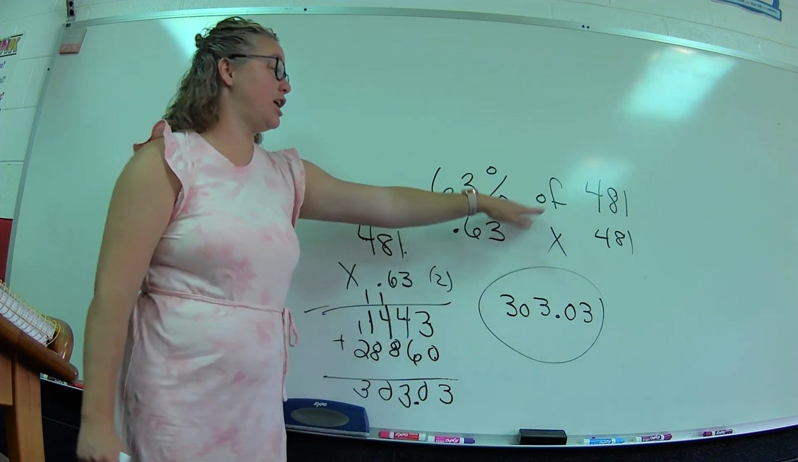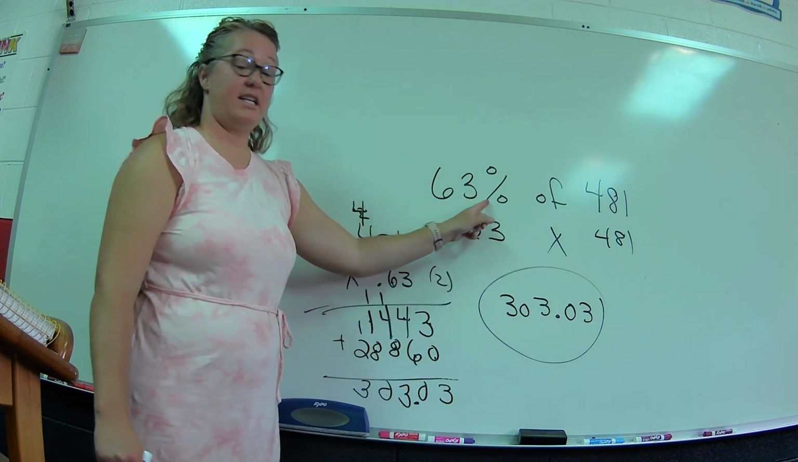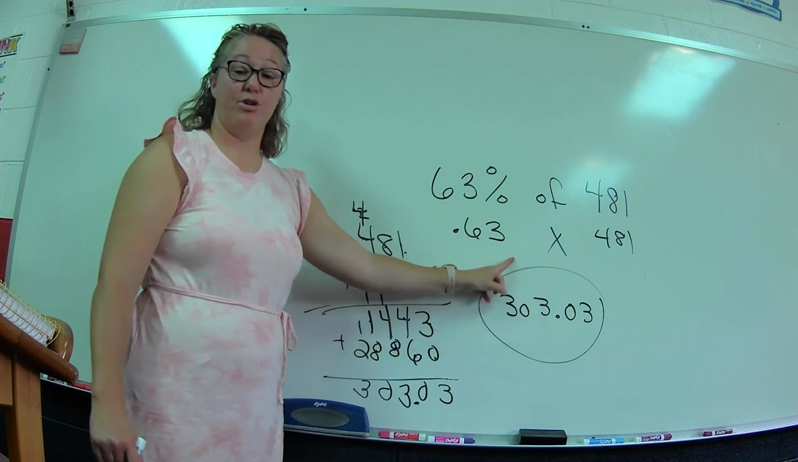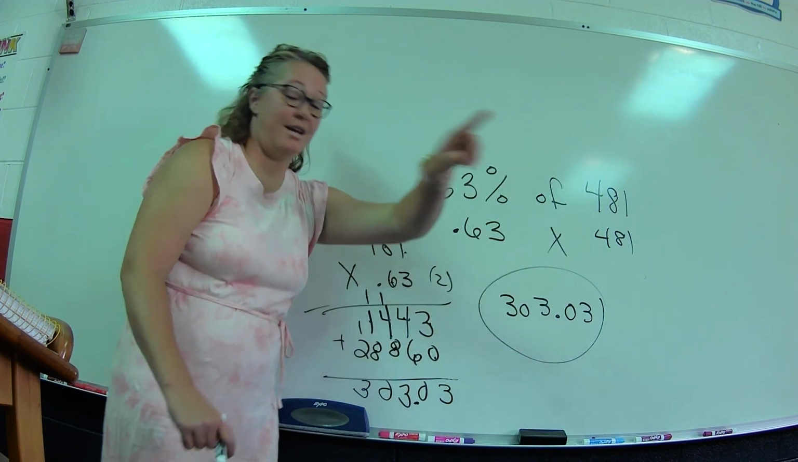All right, and the word of, when we're finding percentage, means multiplication. We take the percent, we put it to decimal, we do multiplication, and we put our decimal in our final answer.